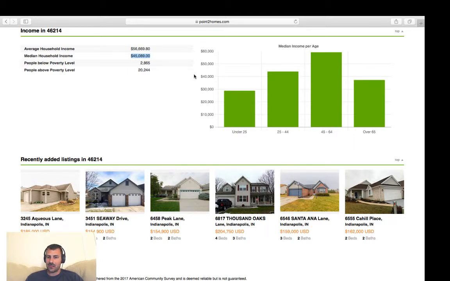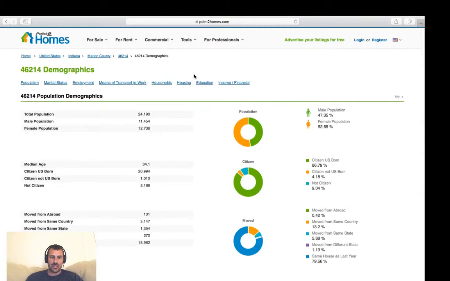So I really like this website. Again, it's called point2homes.com, and this is the demographic information. Again, lots of information. I pretty much just look at the households to give you a sense of how many people are renters, how many are owners, what the median and average income for that zip code is.